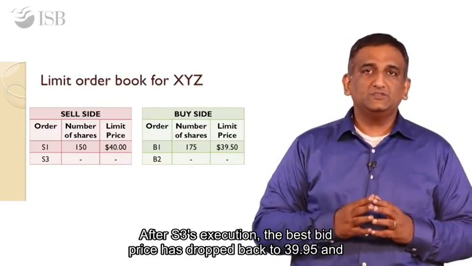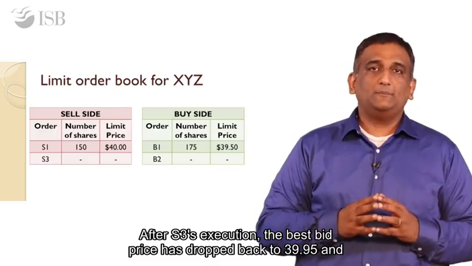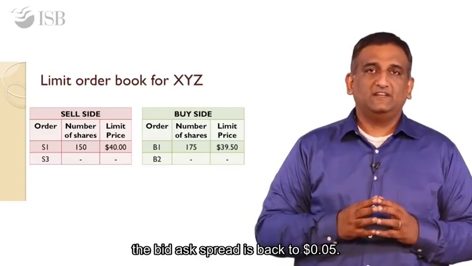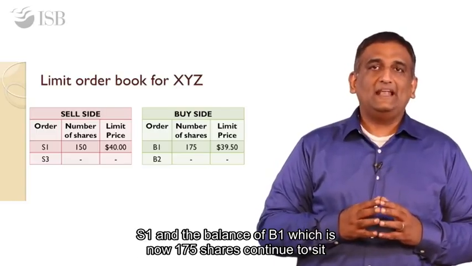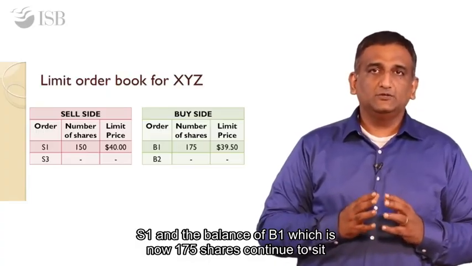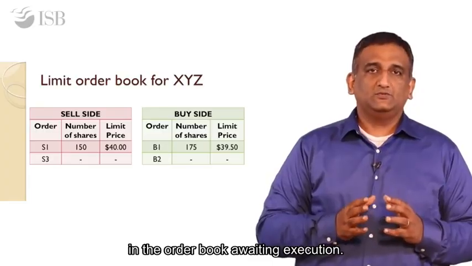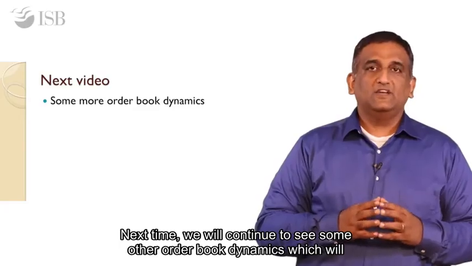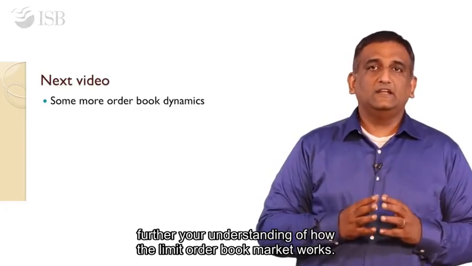After S3's execution, the best bid price has dropped back to $39.95 and the bid-ask spread is back to 5 cents. S1 and the balance of B1, which is now 175 shares, continue to sit in the order book awaiting execution. Next time we will continue to see some other order book dynamics which will further your understanding of how the limit order book market works.